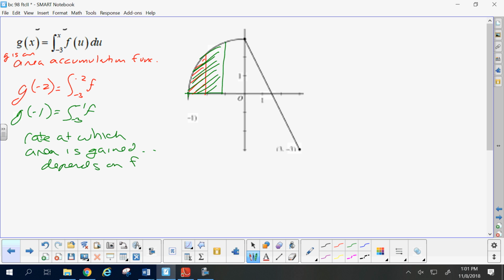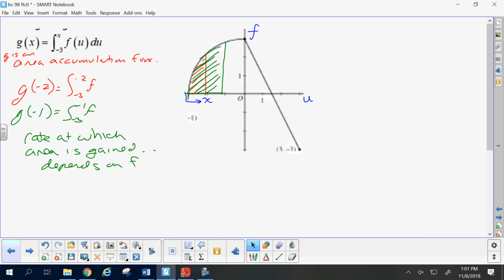Now, maybe we should also get our variables here. This is the f curve. Sorry, I should have probably told you that. This is a function of u, which is just some dummy variable that makes the curve. X is actually the cut point. It's from negative 3 up to x. So x on this picture represents the right bound of the region. You follow? You tracking? Are you with me?